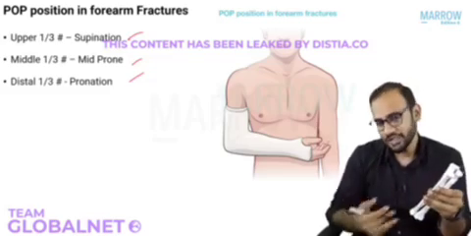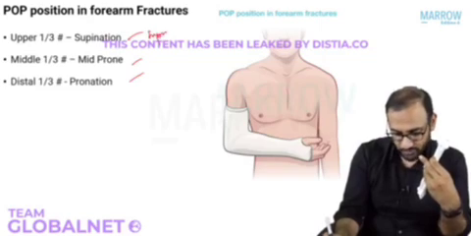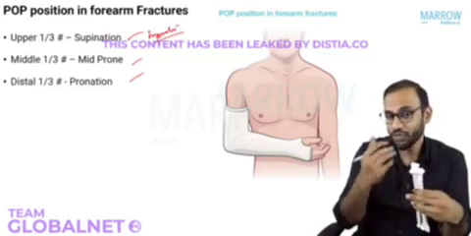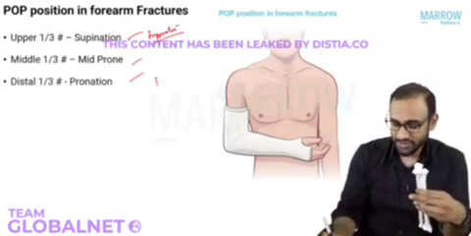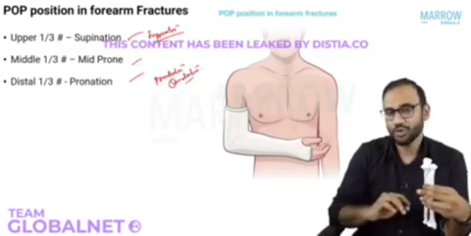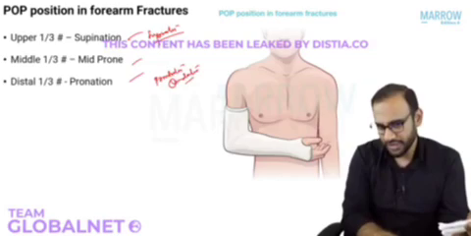Now, how do you remember this? If you recall, proximally you have a muscle known as the supinator, right? So supinator for proximal 1/3 fractures, and distally you have the pronator quadratus. So distal fractures you will keep in pronation, and middle fractures you keep in mid-prone position. Just remember, basic MCQs can be answered from this.